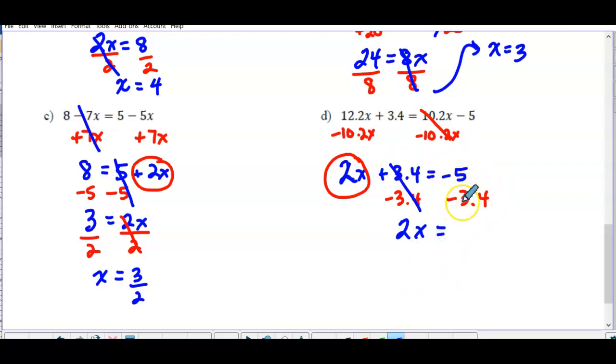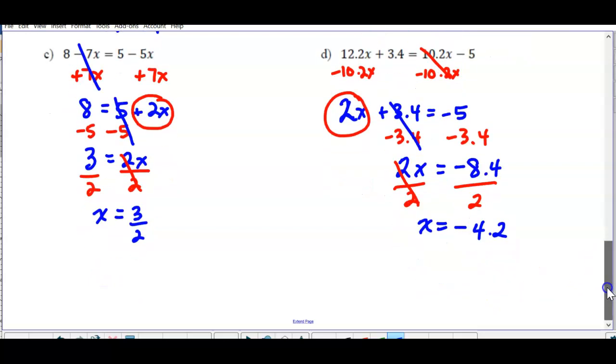If you're not sure what this is, use a calculator, but you should be able to figure it out. Negative 5, and then minus 3.4 more should be negative 8.4. Then divide by 2 both sides. And again, you don't really need a calculator because 2 goes into 8 4 times, into 4 twice. It's a negative divided by a positive, which is negative. 8 divided by 2 is 4. Decimal 4 divided by 2 is 2. Okay.